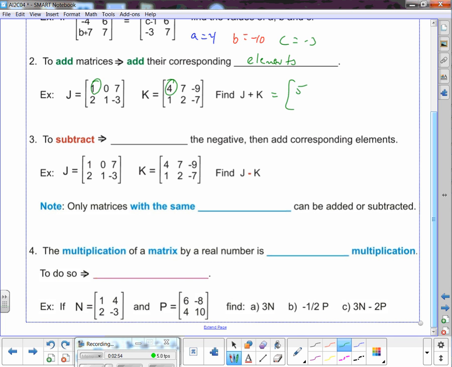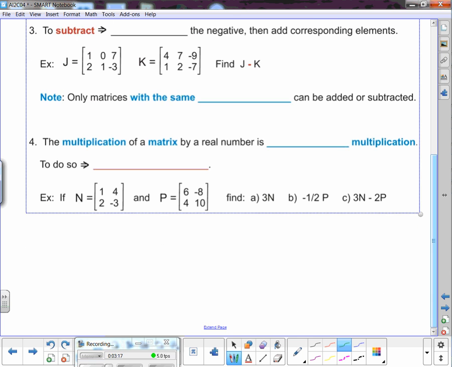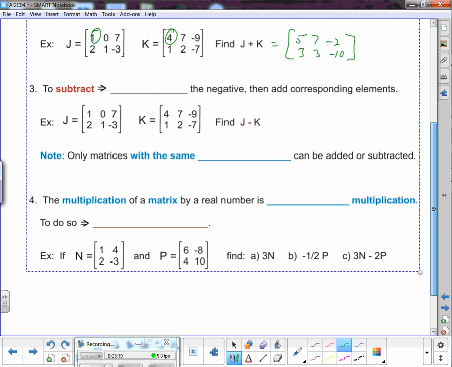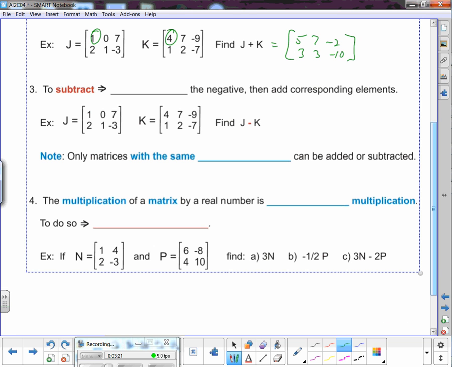So if I went across the top row, that's the top row, first element. Top row, second element would be a 7, and the rest is easy because it's just adding. What, -2. Bottom row is a 3, and a 3, and a -10. Give me a ton of those on a test or quiz, but easy. Just add the elements in the corresponding locations.